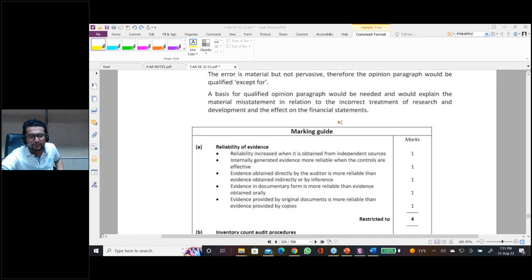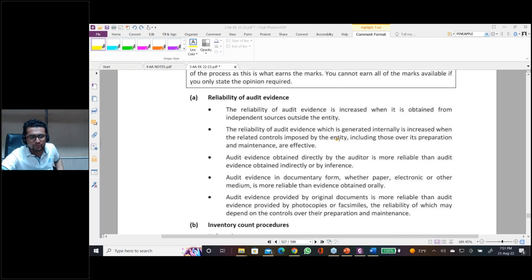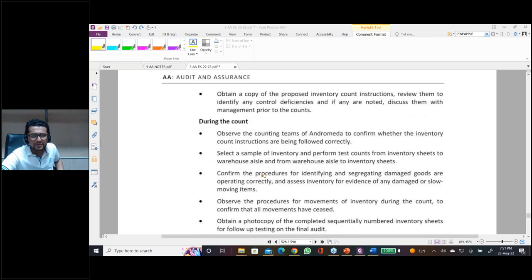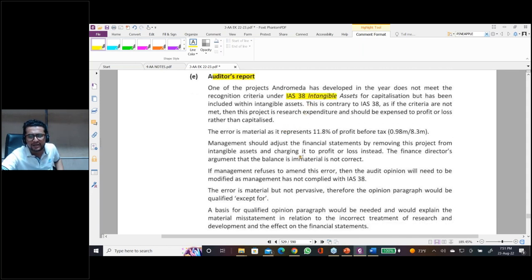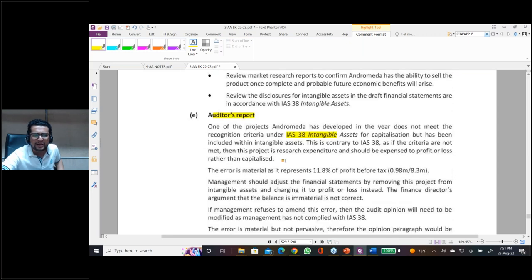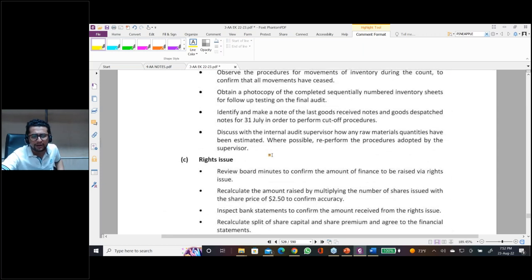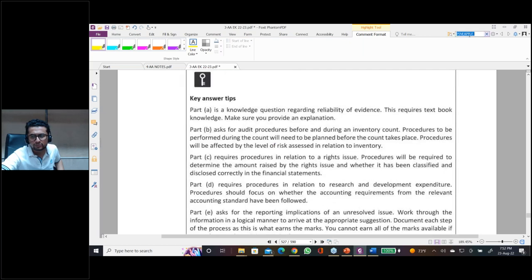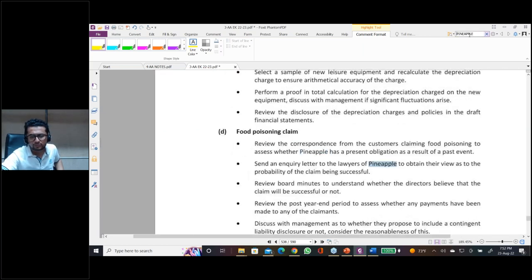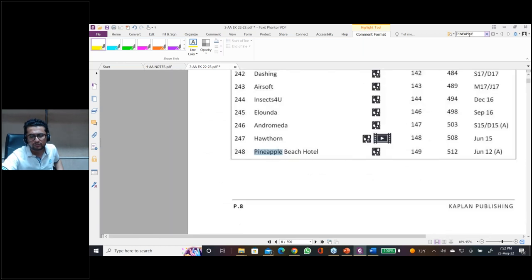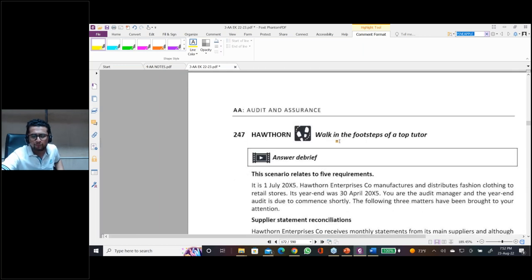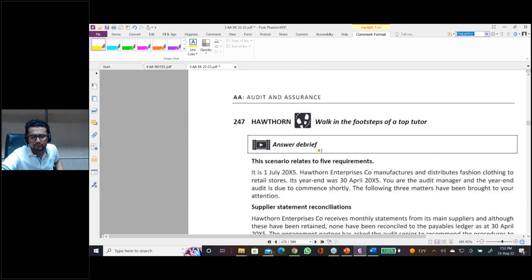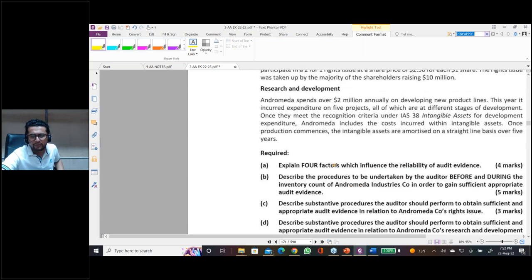So this is a question called Andromeda, and the last part is again auditor's report. Same story, IAS 38 intangible asset. They have the same story. Andromeda. Somebody write the names of those questions. Andromeda, pineapple, gooseberry, pineapple, gooseberry, Andromeda.